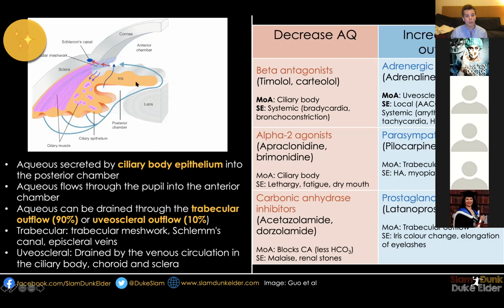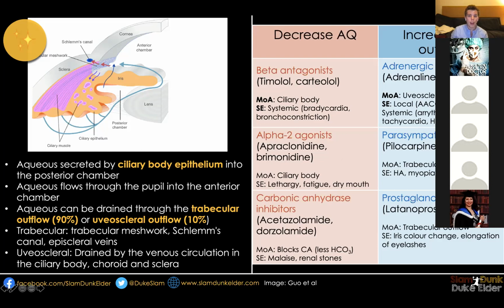Why this is important is that a lot of drugs work to increase the uveoscleral outflow or the trabecular outflow. Other drugs in glaucoma block the production of aqueous humor by acting on the ciliary body, which carries specific autonomic receptors, such as alpha-2 receptors and beta receptors. So this brings us on to the glaucoma medication.